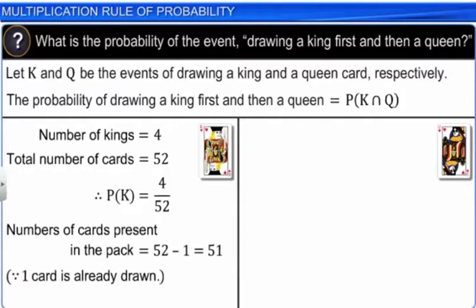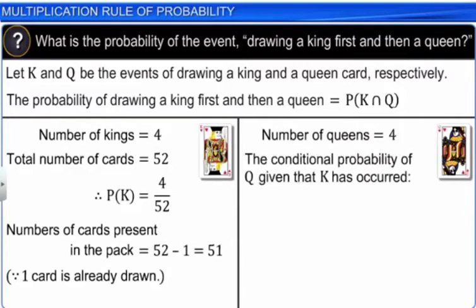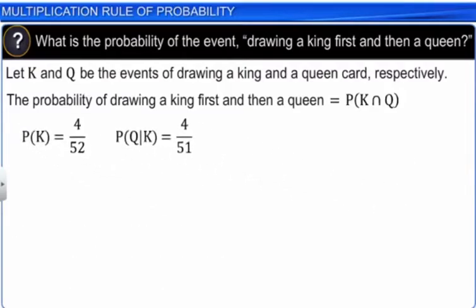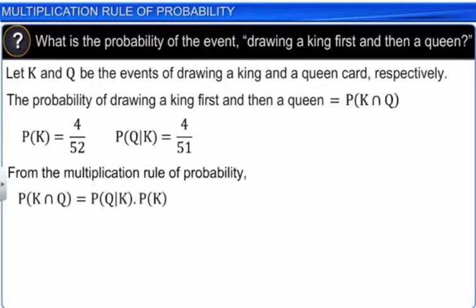Thus, the probability of drawing a queen card, given that the first draw is a king card, is 4 divided by 51, because there are 4 queen cards present in 51 cards. From the multiplication rule of probability, we have the probability of K intersection Q is equal to the probability of Q given K into the probability of K.